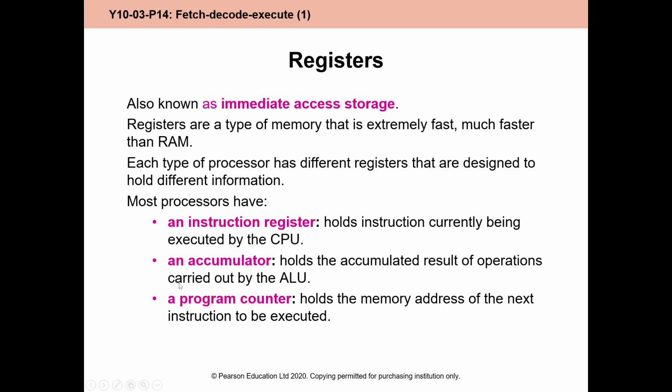So these are the three registers you need to know about for GCSE. Instruction register stores the instruction you are currently executing. The accumulator stores one value, which is the result, the accumulated result. It's the output of the ALU. And the program counter is the memory address of the next instruction. It's really important you remember. Instruction register is the current instruction. Program counter is the address of the next instruction, so that you know which one to get next.